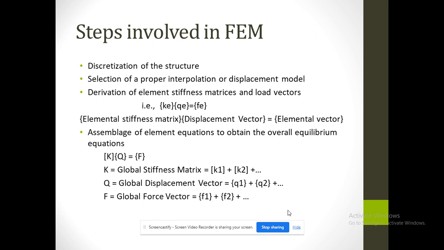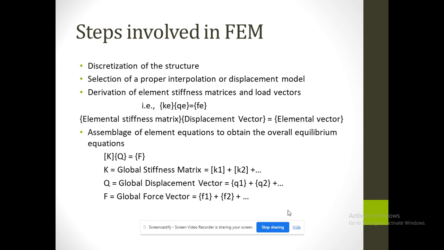The third step, derivation of elemental matrices and vectors. The elemental matrices, such as the stiffness matrix for each element, are derived using various methods such as the direct stiffness method and the minimal potential method. Also, the elemental vectors such as the displacement vector and force vector are derived and arranged in a suitable manner to obtain the equilibrium condition. And the equilibrium condition is given as k q = f, where k stands for the elemental stiffness matrix, q stands for the displacement vector, and f stands for the elemental load vector.